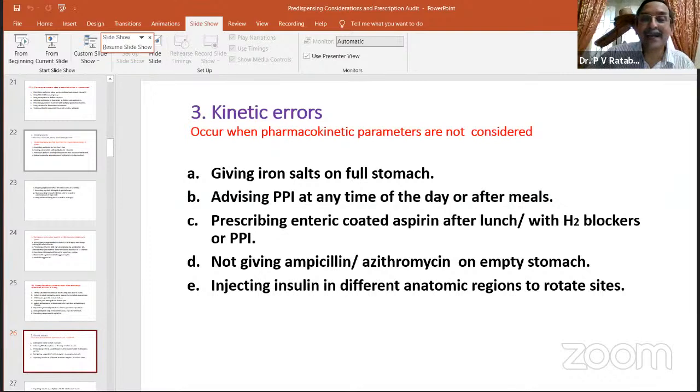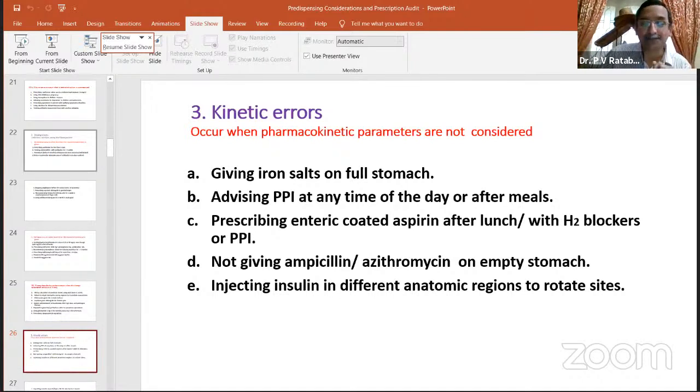Then advising a PPI at any time of the day, or after meals. As I already said, a proton pump inhibitor has to be given on an empty stomach, 1 hour before tea. The next one is very, very common. You will agree with me. Prescribing enteric coated aspirin after lunch or with H2 blockers or proton pump inhibitors. This is a common habit. People prescribe Ecosprin 75, Ecosprin 150 or 325 after lunch, and along with that, tablet ranitidine, Entec, or capsule pantoprazole 40.